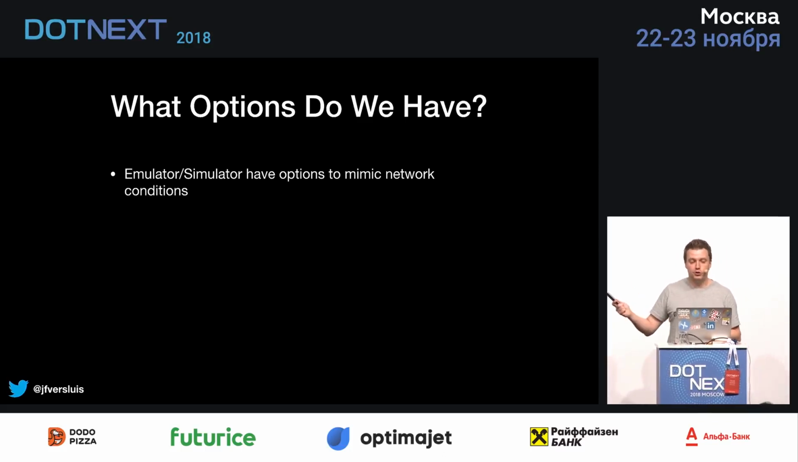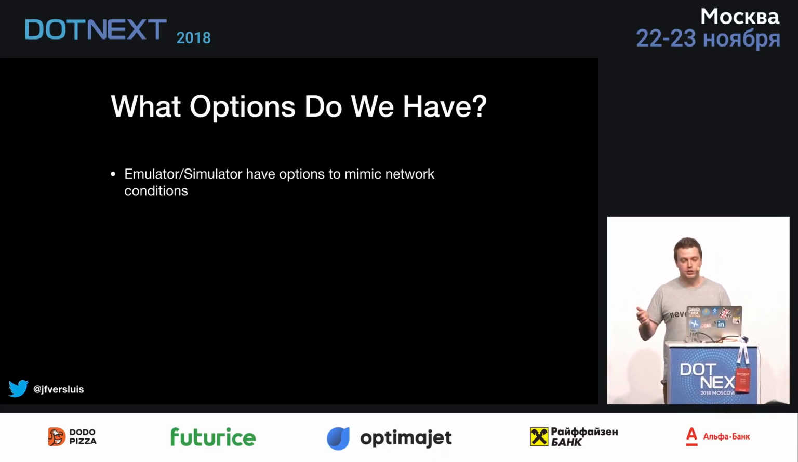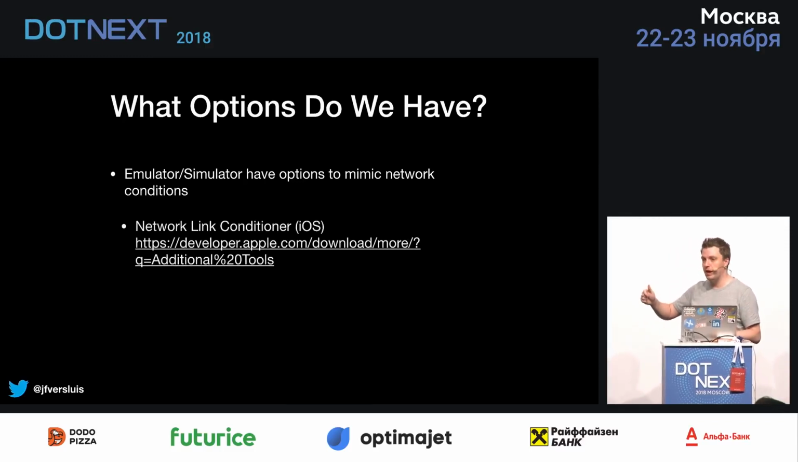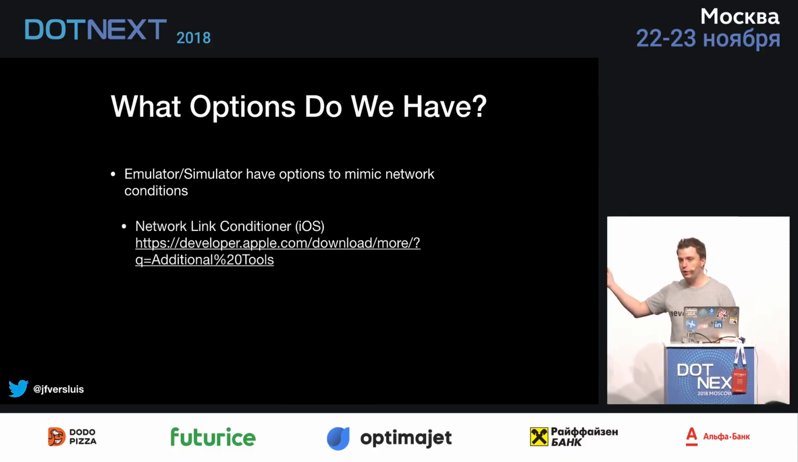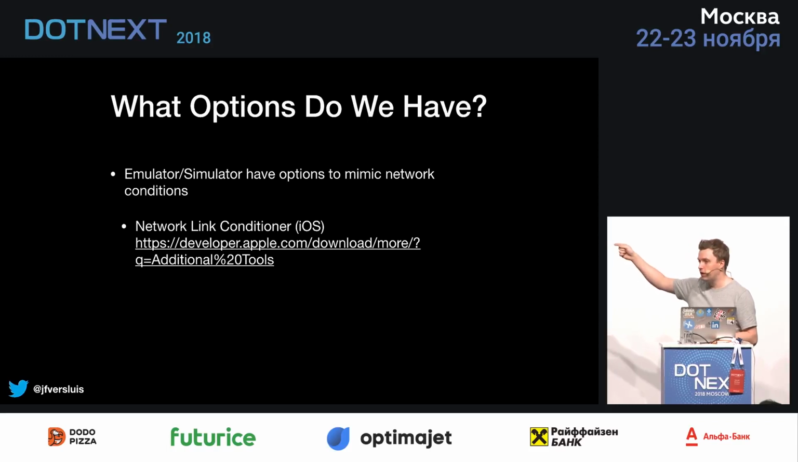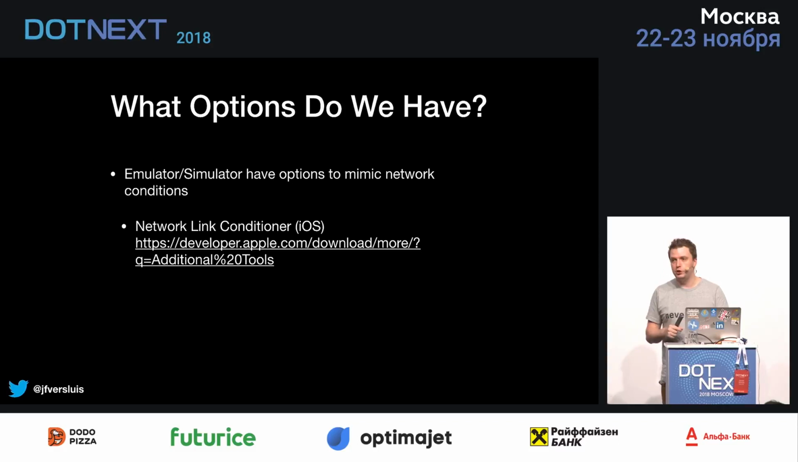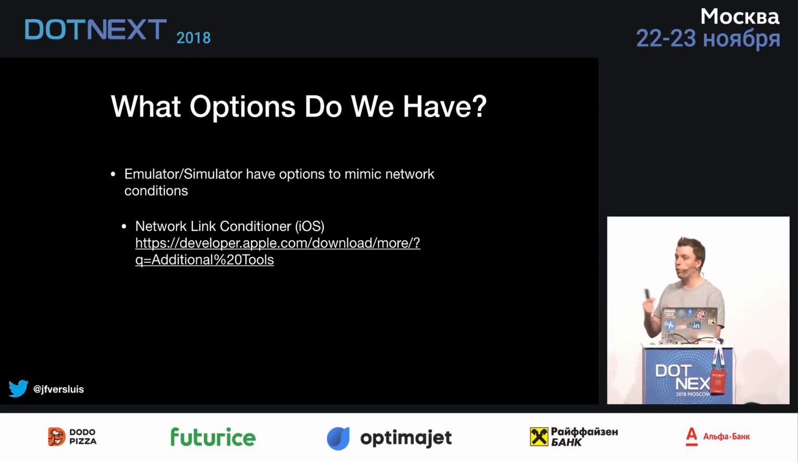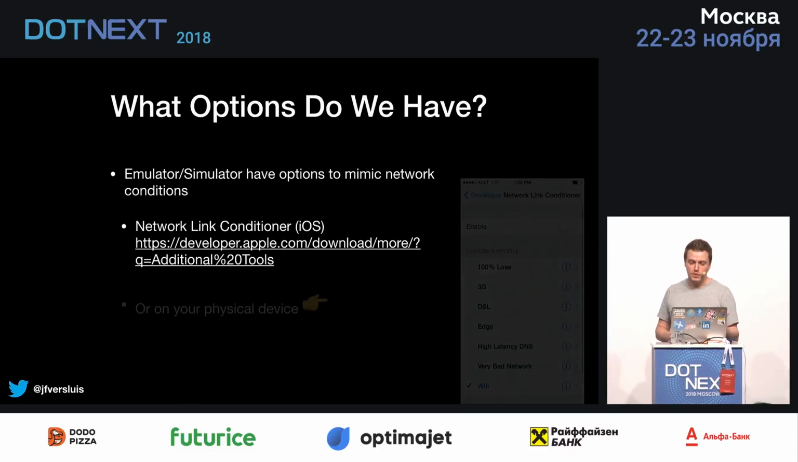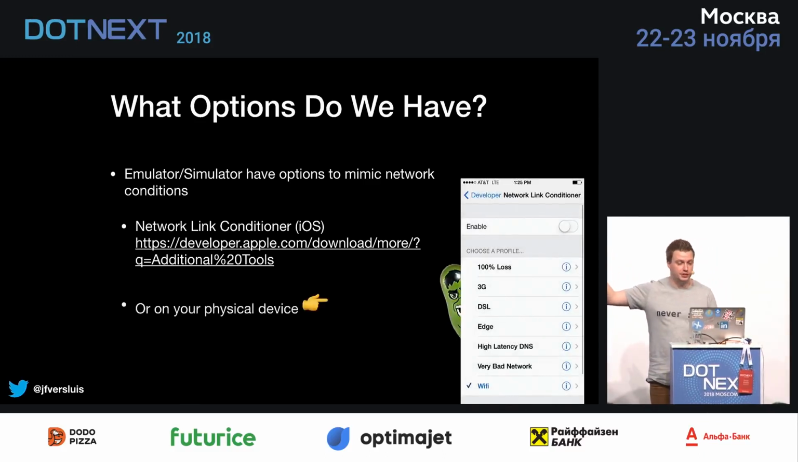But there are options to mimic the network conditions. So you can say, hey, I want to have a bad connection. And for iOS and also for macOS, you can use the Network Link Conditioner, or actually this is for macOS. I will show it to you in a little bit. Basically what you do is simulate this for your whole network connection. So it also works for whatever other network connection that you might have, so also for the simulator. And you also have this on your physical device.